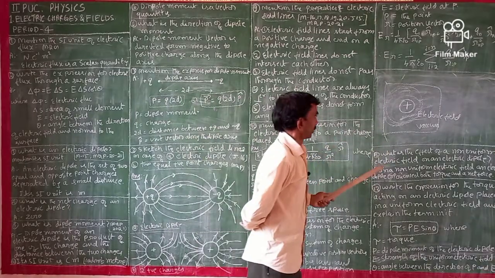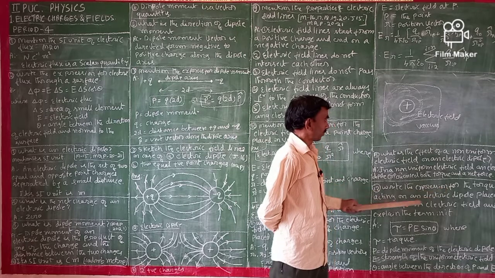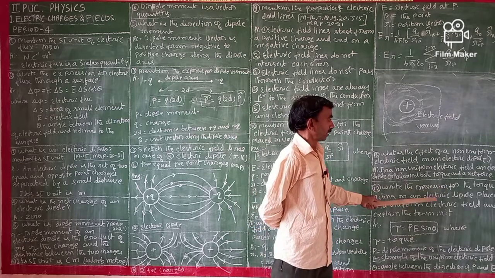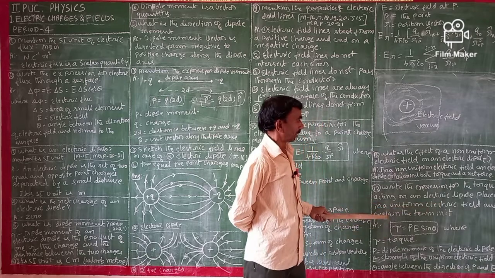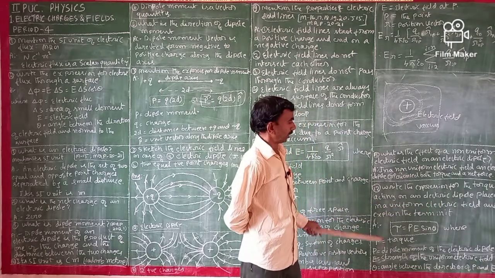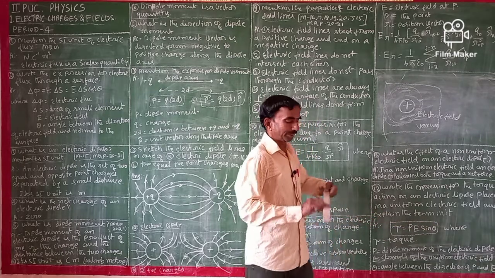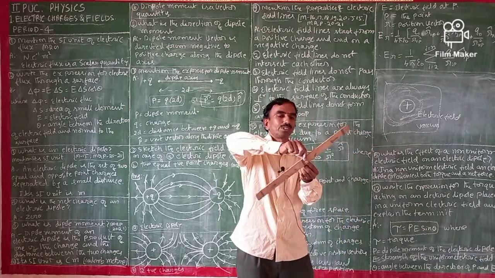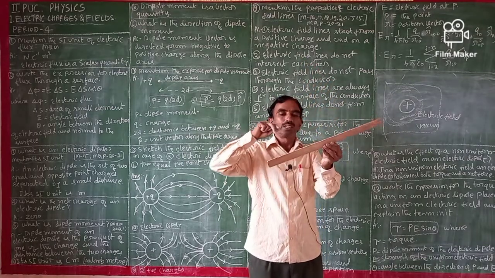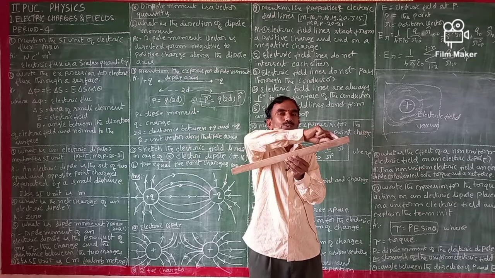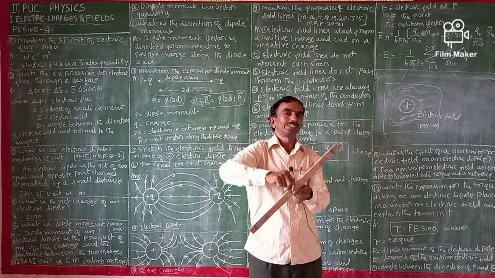Next, write the expression for the torque acting on an electric dipole placed in a uniform electric field. Explain the terms in it. So tau is equal to P E sin theta. Torque means a couple of equal and opposite forces. If a dipole is in a uniform electric field, the electric field acts on it. So what is the torque? How will it rotate? That is the expression.